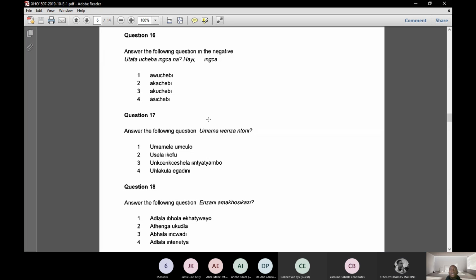In the slide I sent you last week, you will see that the exception that was made is in the brackets for all the new persons. Then the sa na. Okay, I don't have it with me, but we'll see the exception. The correct answer for question 16 is number 2, akachebi.